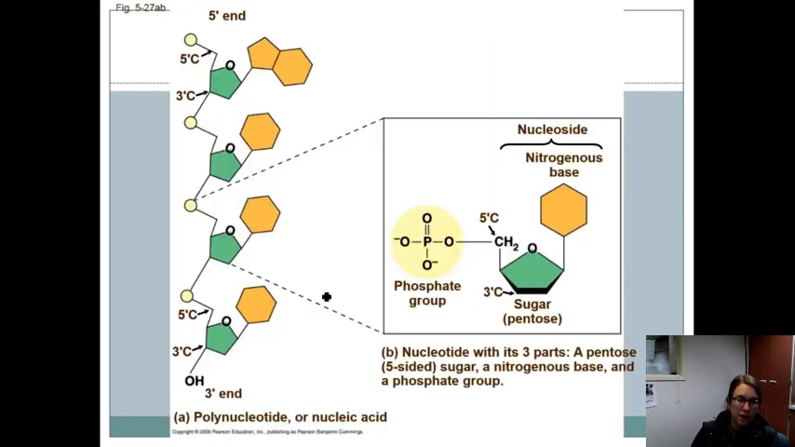So here are some nucleotides. It's got the 3 parts. So here's the sugar, and it's a pentose sugar, it's got 5 sides. Here is the phosphate group, and here is the nitrogenous base. And this is a really simplified picture, so you can't see it, but there's really some nitrogen around the edge of the nitrogenous base.